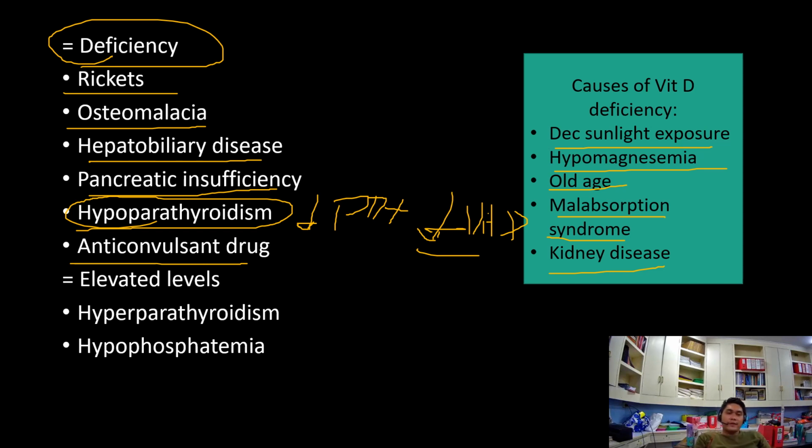The next is hypophosphatemia. Hypophosphatemia is a decrease in phosphate. It is one of the stimuli for the production of vitamin D because vitamin D promotes absorption of phosphate. So if there's a decrease in phosphate, your body will try to increase the vitamin D level in order to stimulate the absorption of phosphate. Okay? So that's for hypophosphatemia.